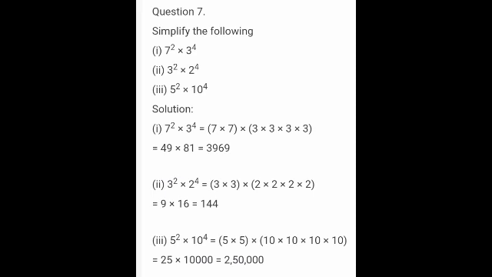Second one, 3 square into 2 power 4. 3 square is 9. 2 power 4 is 16. 9 into 16 equal to 144. Third one, 5 square into 10 power 4. 5 square, 5 into 5 equal to 25. 10 power 4 is 10,000. Product of those two numbers is 2,50,000.